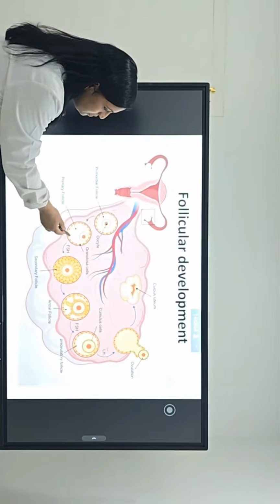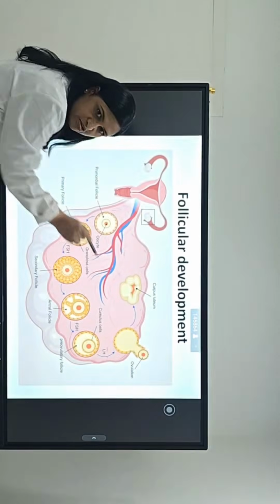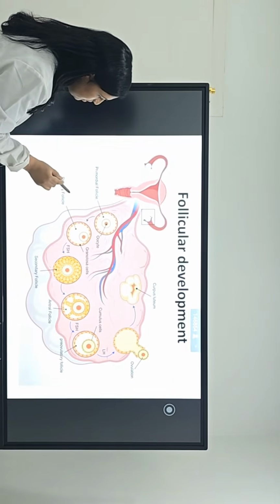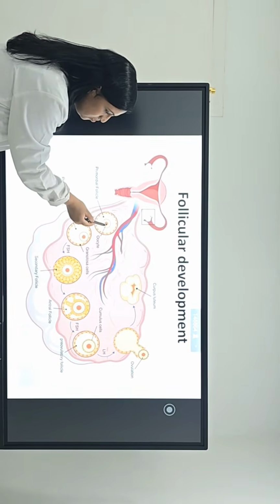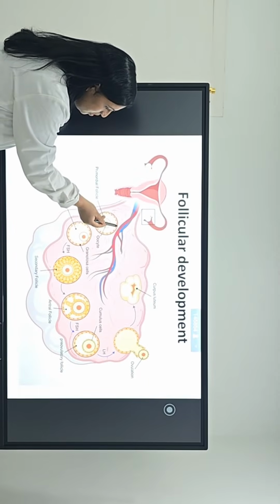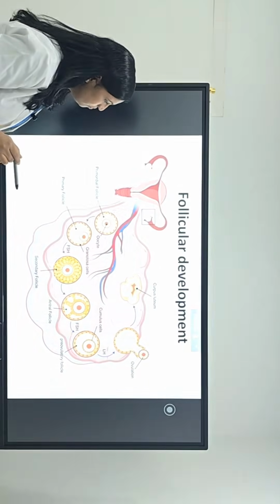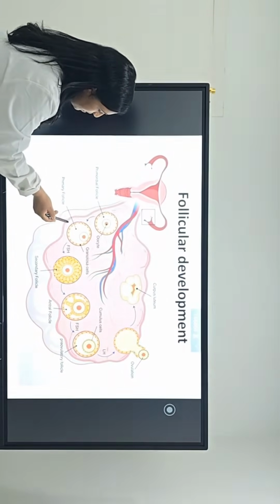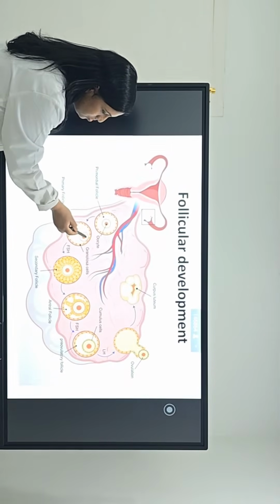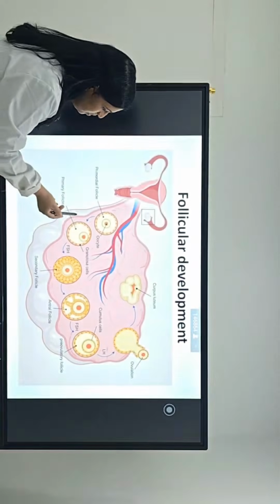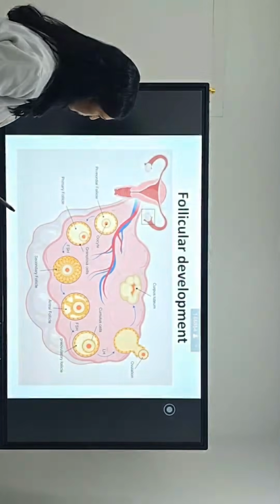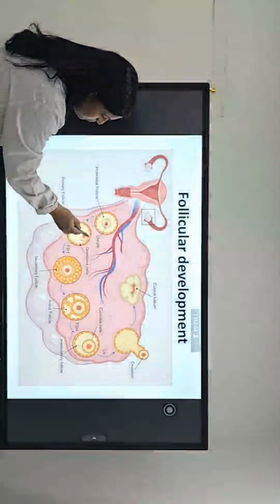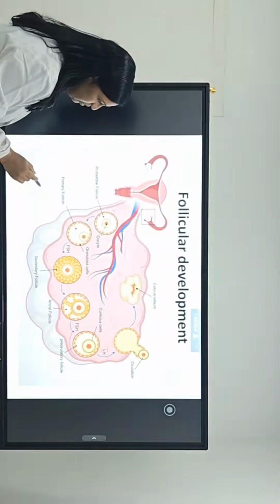This diagram is showing the multiple stages of follicular development. The first stage is the primordial follicular stage, in which there is a single oocyte in the center surrounded by a squamous layer of cells. Then the next stage is the primary follicular stage, in which the oocyte acquires a layer of glycoprotein called the zona pellucida, and these cells convert from flat to cuboidal.